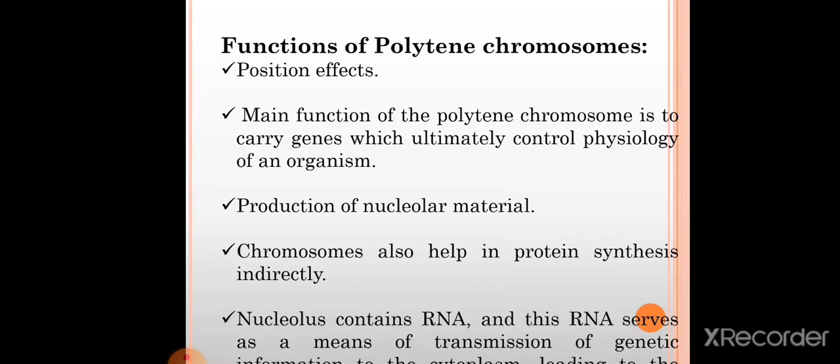And lastly, the chromosomes help in protein synthesis indirectly, and the nucleolus contains RNA, and this RNA serves as a means of transmission of genetic information to the cytoplasm, leading to the formation of specific proteins. So this is how these polytene chromosomes function.